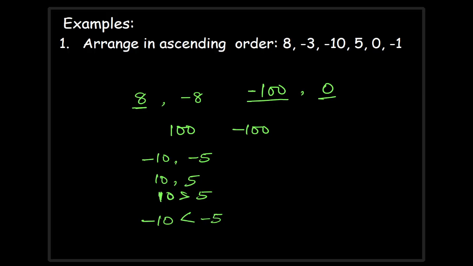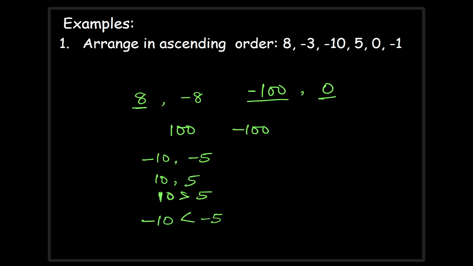So in the negative number scale, the bigger one is actually the smaller one. The one that looks bigger is actually the smaller one, provided there is a negative sign.